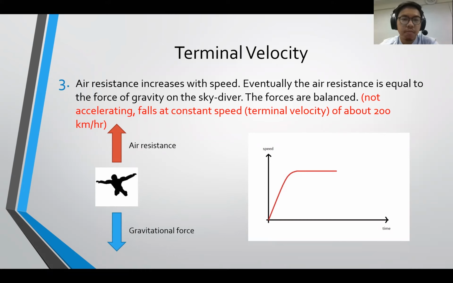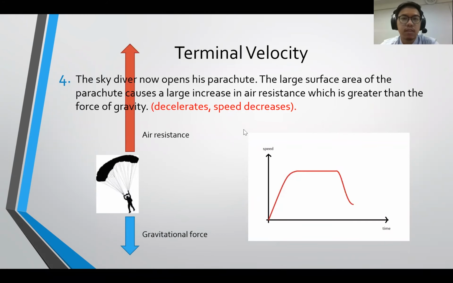So when you open your parachute, what will happen? When you open your parachute, this is what happens. Your air resistance will suddenly increase dramatically, and then what happens to your speed? Your speed will decrease dramatically as well.